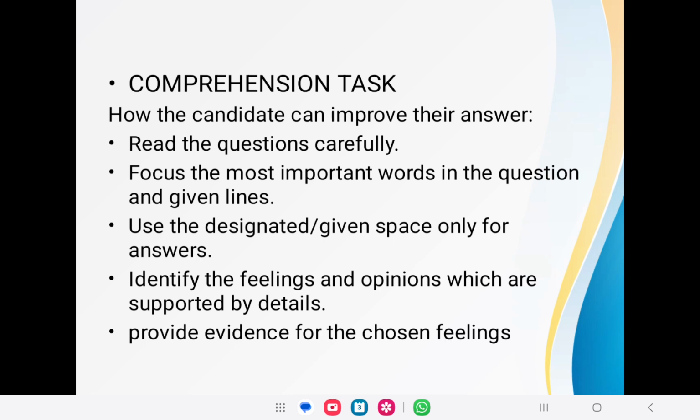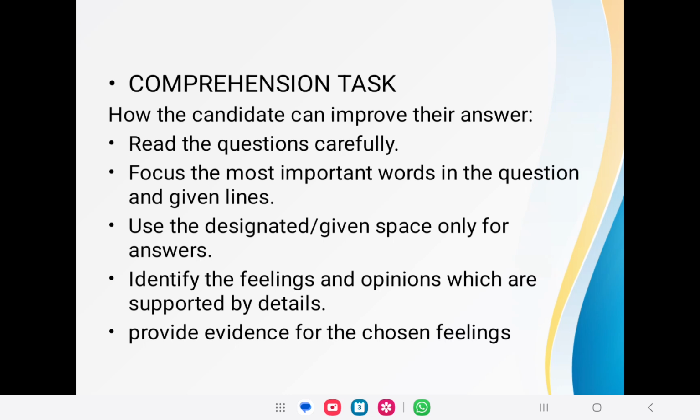Use the designated given space only for answers. I had been telling you before as well that when you are going to write the answer, if one line is given as designated space, your answer will be that one line only. If you take a huge chunk from the text and paste it there, that won't get you any marks. So if one line is given, that means your answer must fit in that one line. That one line should be your answer.